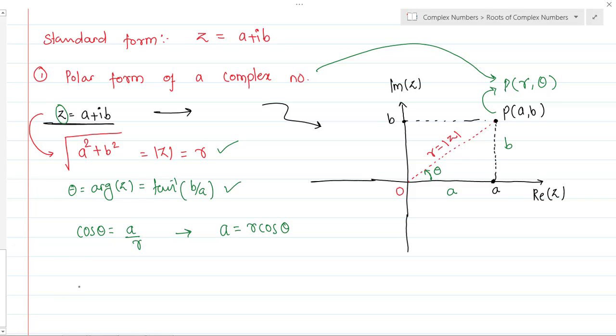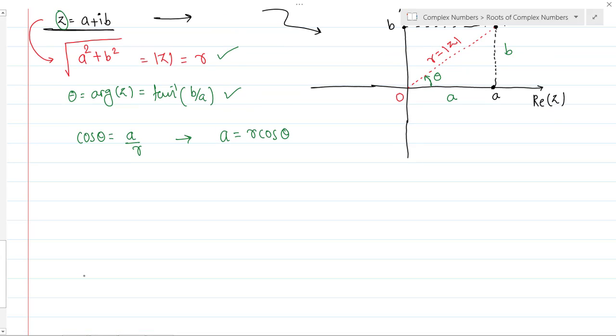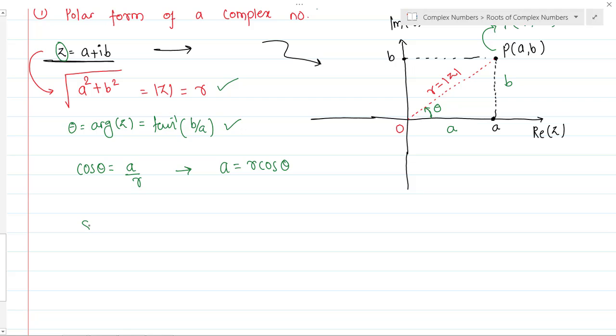Tell me the value of sin theta in this diagram. What will be the value of sin theta? It is nothing but b by r. So from this, what is b? It is r sin theta.